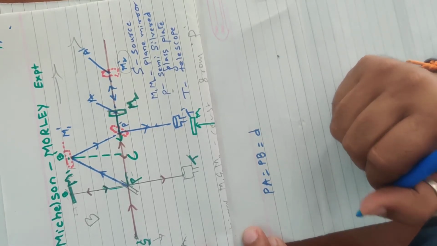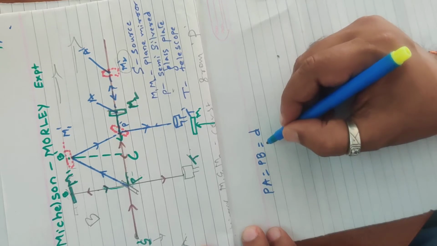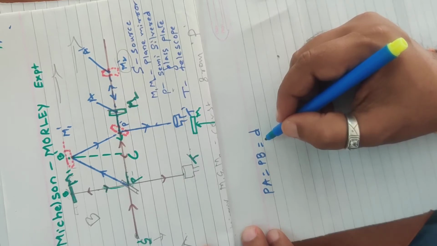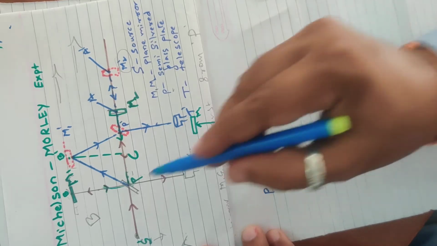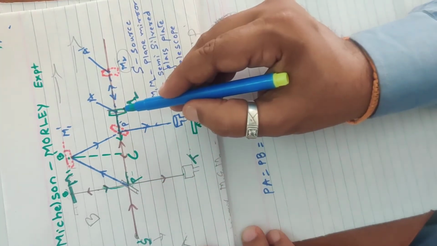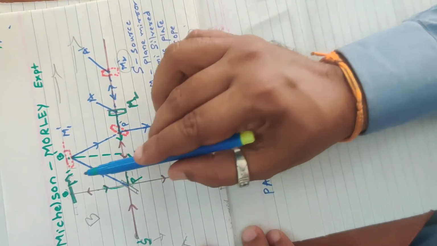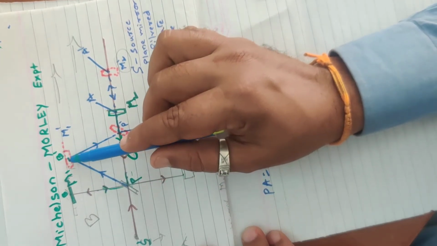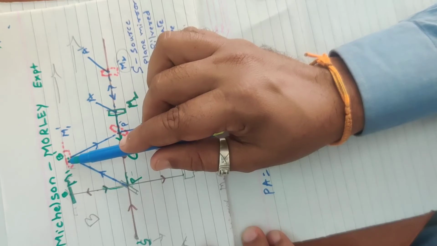Okay, the distance of PA is equal to PB, which we name as D. And the ray reflected from P and moving transversely will strike the mirror M1, as I said, not at B but at B dash due to the motion of the Earth.